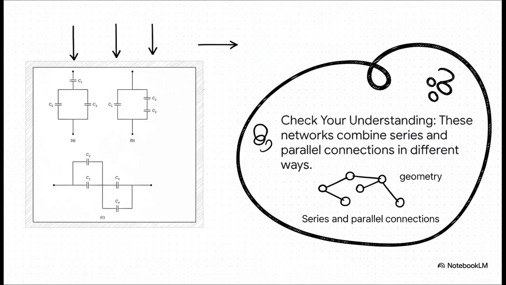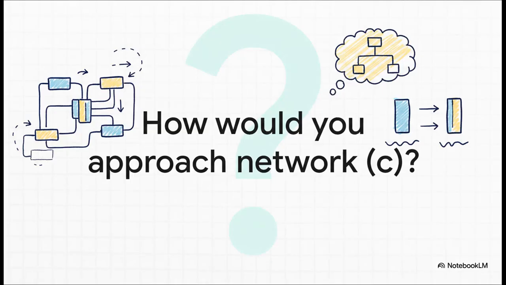All right, now it's your turn to put this into practice. Here are 3 different network configurations. Each one uses the exact same strategies we've just covered, but you'll have to think carefully about the geometry and the right order of operations for each one. Take a close look at network C. It's definitely the most involved of the 3. It's going to take a couple of reduction steps. So before you even pick up a calculator, what's your plan of attack? What's the very first logical simplification you would make, and what does the circuit look like after you've made it? Think it through.